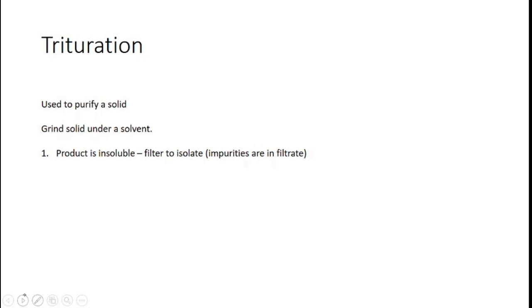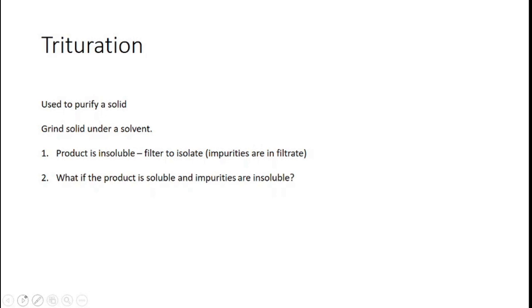You could use this technique for the opposite as well. If your product is soluble, it will dissolve in the methanol or whatever solvent you're using. The impurities would be insoluble, so when you filter, the impurities are on the filter paper, which you would then discard, and your product is in the filtrate. So obviously you'd want to use a clean filter flask when you do this. So in this way you're purifying the solid, although it is still dissolved in the solvent.